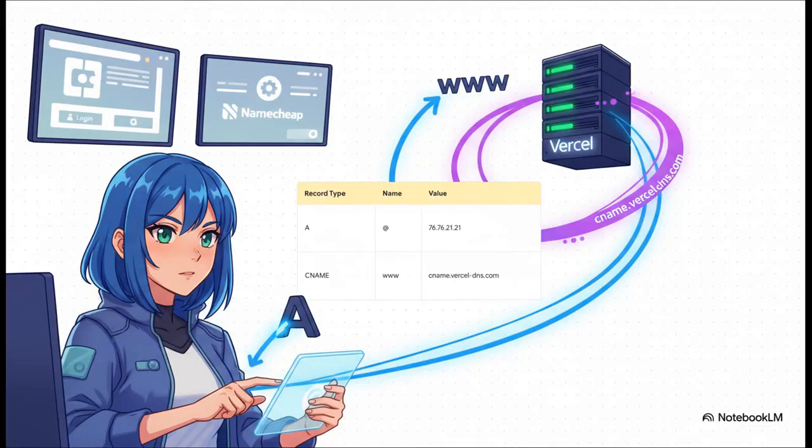Vercel makes this easy too. It'll give you these 2 little records. You just log into wherever you bought your domain, GoDaddy, Namecheap, wherever, find the DNS settings, and paste these 2 values in. That's what tells the internet, hey, this domain, it lives over at Vercel now.